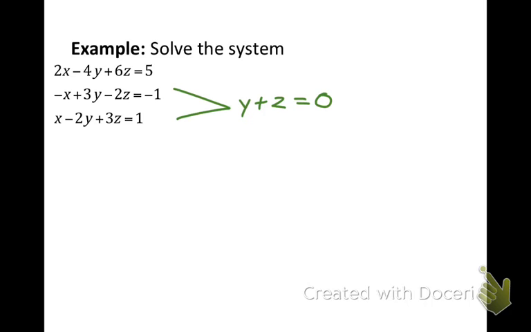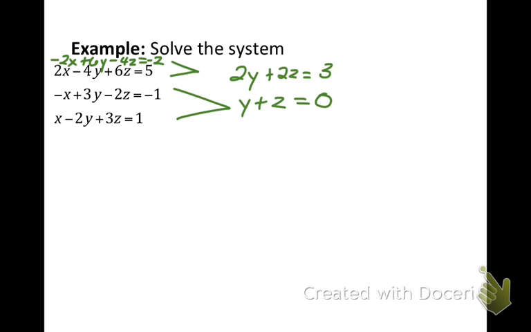So what would I need to multiply line 2 by to eliminate the x's? 2. So I'm going to write that kind of small above. So negative 2x, doubling everything, plus 6y minus 4z equals negative 2. Combining those gets me 2y plus 2z equals 3.